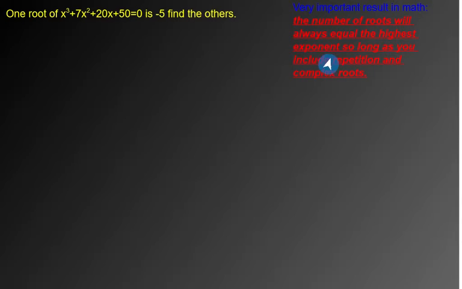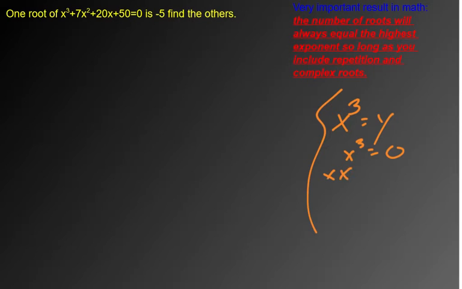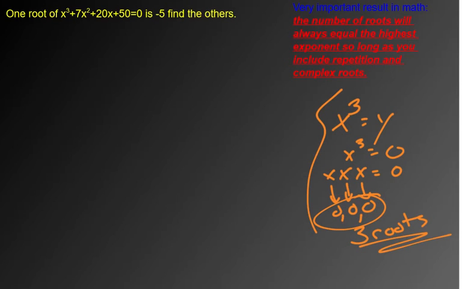Here's a silly little example. If you have x cubed equals y, the roots of that, if you set it equal to 0, you can think of it as factoring it as x times x times x, and each one of these gives you a 0. Those really are the 3 roots for x cubed. And so you might have to allow repetition. And you're also going to see complex roots.